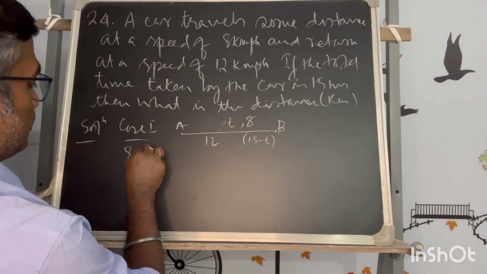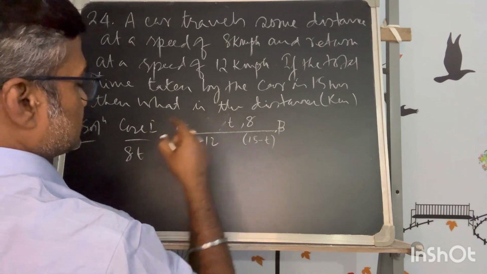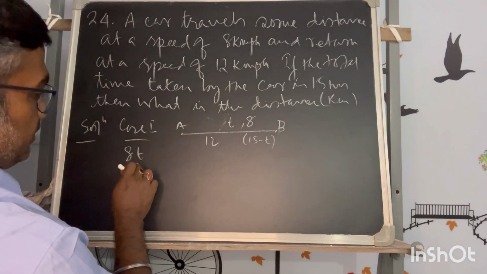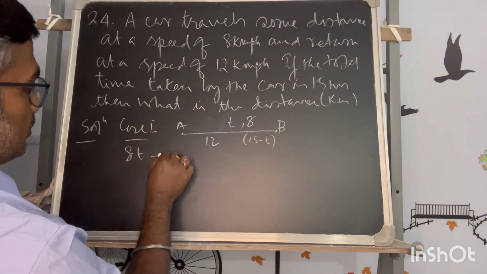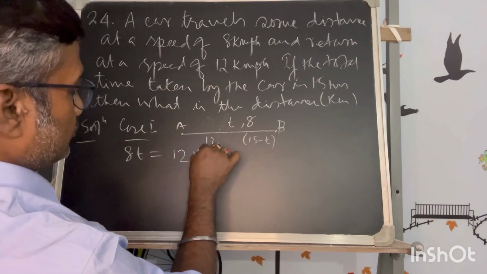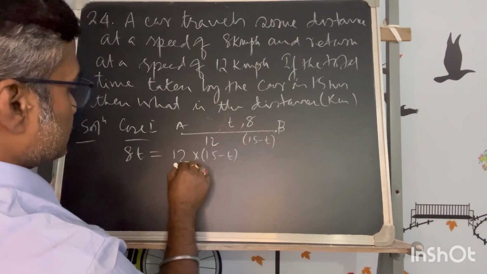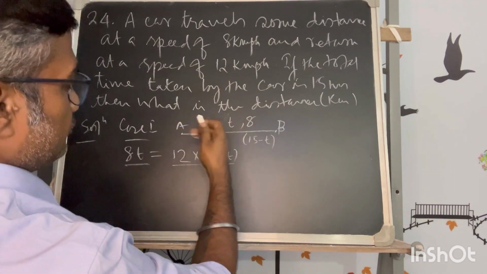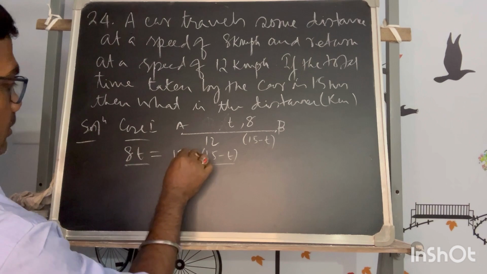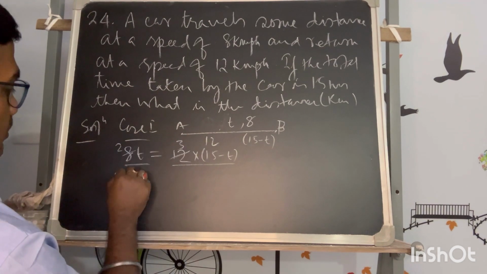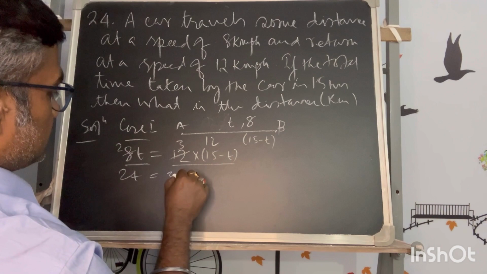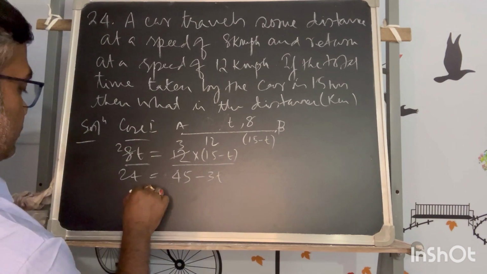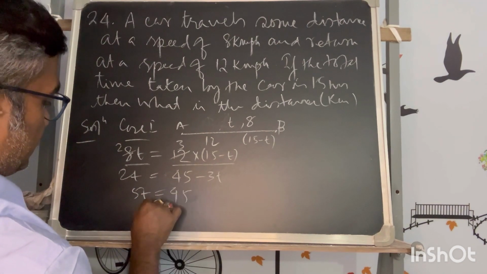For the forward journey, the distance is speed into time, so the distance is 8T, where T is the forward journey time. For the reverse journey it is the same, speed into time. If I equalize those, because both denote the same distance, A to B and B to A are the same. So 2T is equal to 3 into 15 minus 3 into T, so 5T is equal to 45 and T is equal to 9.